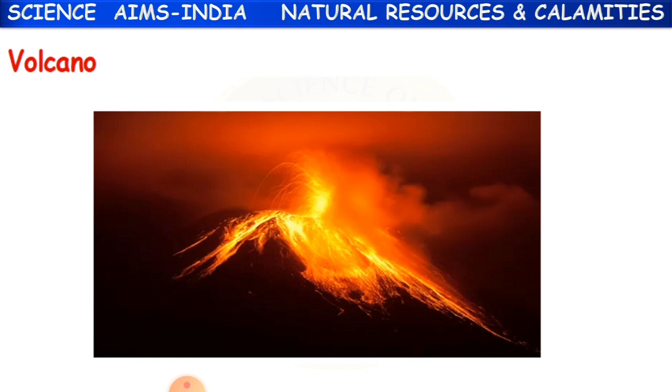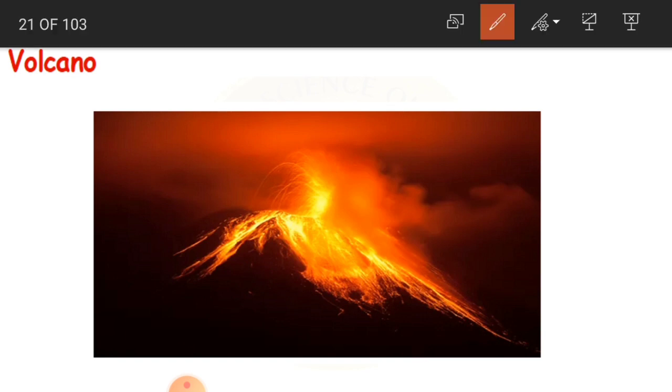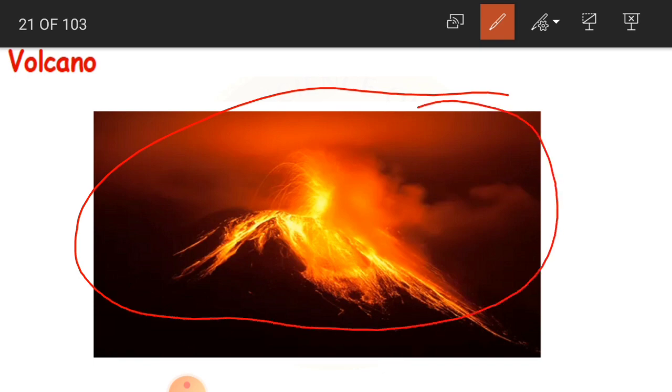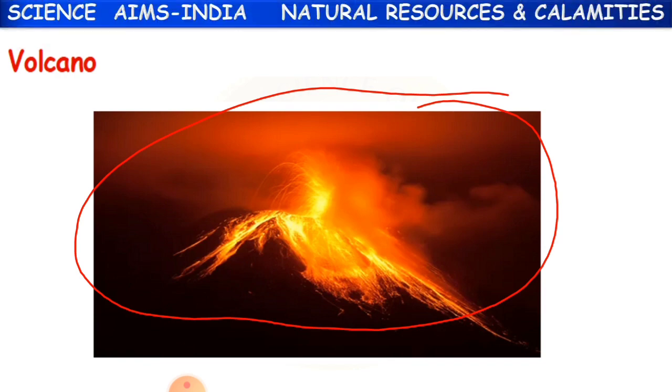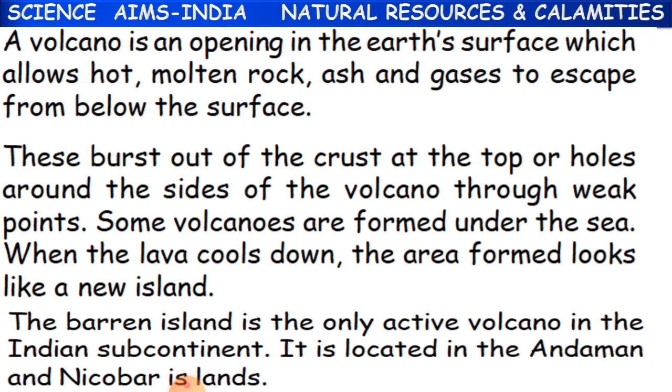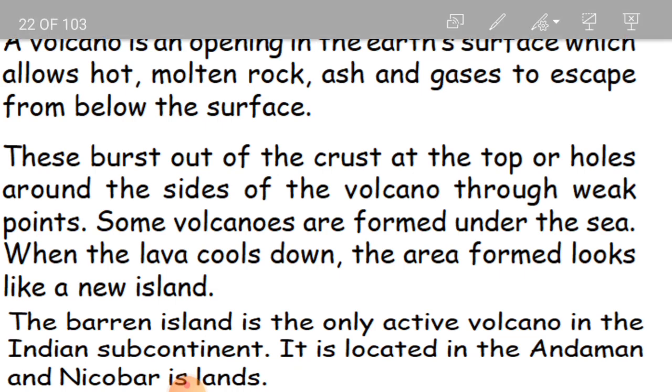Okay now, the another disaster. What is that? Natural disaster, it is volcano. Have you seen here in the picture how the volcano is? It is so terrifying. You can see it's a hot liquid coming out of the earth, from the ground to the surface of the earth. That is a volcano. And a volcano is an opening in the earth surface which allows hot molten rock, ash and gases to escape from below the surface.